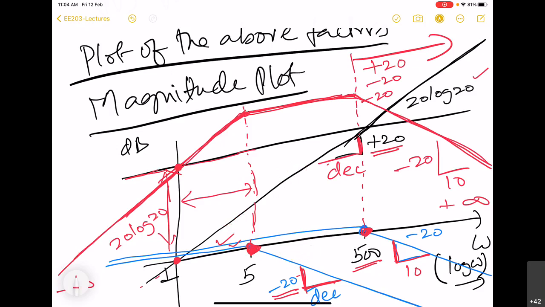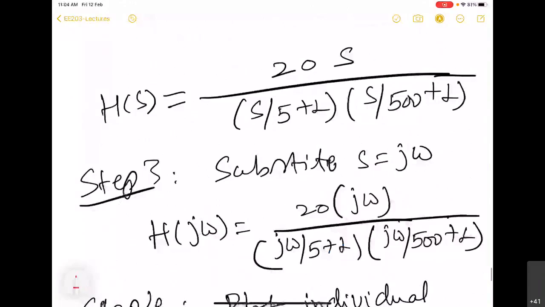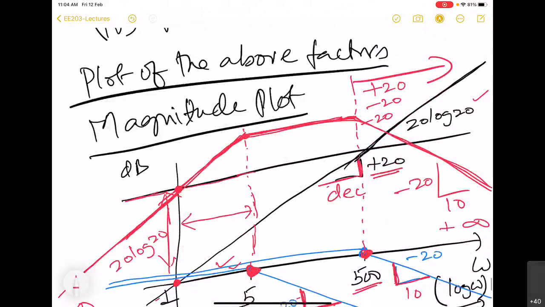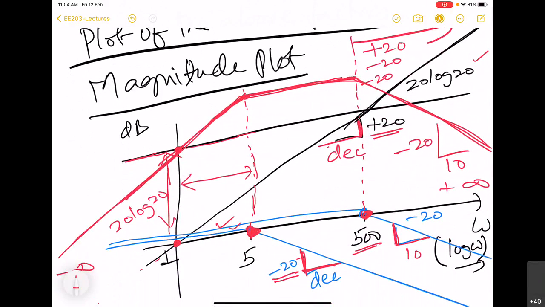Similarly, you can do the phase plot also. Make the phase plot of the individual factors: this constant, 0 at origin, pole at 5, pole at 500, and add them. So that will give the overall phase of the transfer function.